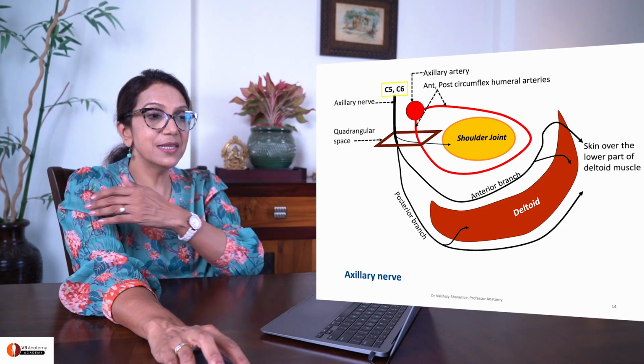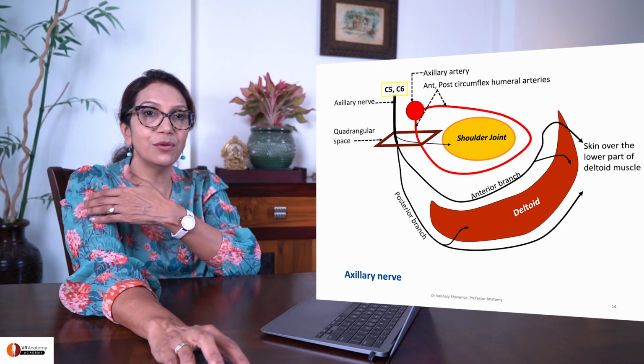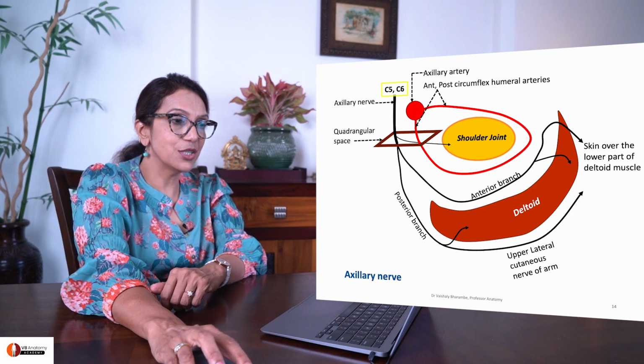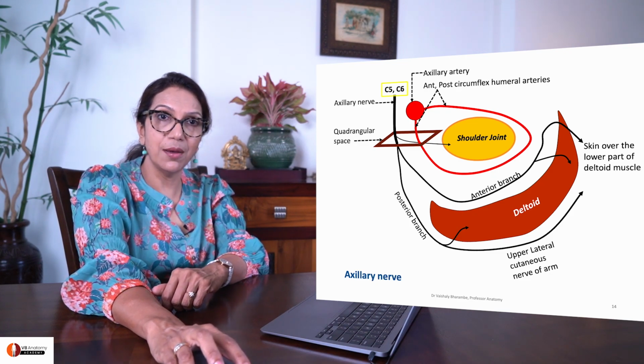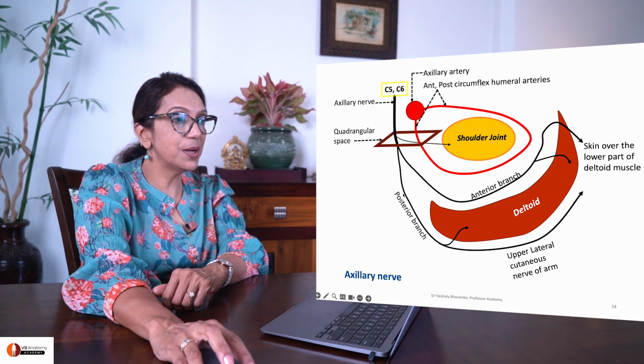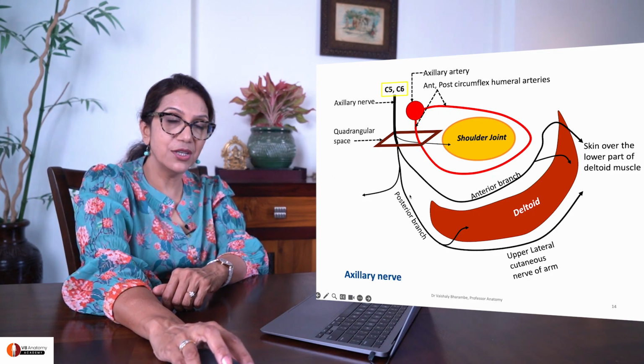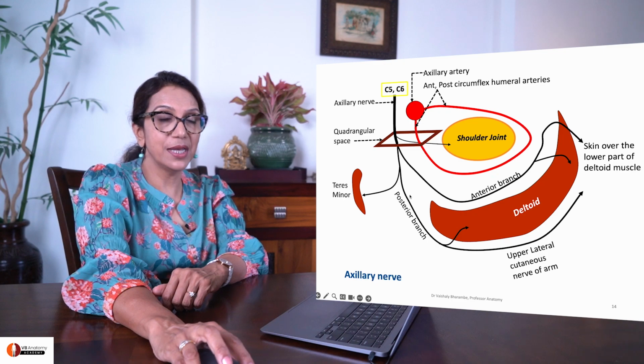The anterior branch supplies skin over the lower part of deltoid. The posterior branch gives rise to the upper lateral cutaneous nerve of arm. This posterior branch also gives rise to a branch that supplies teres minor.